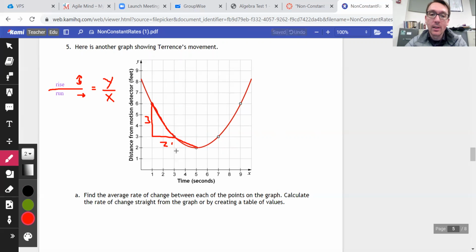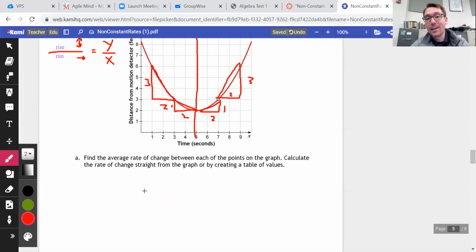So now I have 1 and 2. The other side's going to be the same. 1 and 2. Can you see how this is a mirror image of itself? 3 and 2. 1 and 2. Like so. This graph is a mirror image like this on left and right. And so once I find the left side, I have the same answer for the right side. The only difference is one's going down, one's going up. So this one's going to be down 3. This one's going to be down 2. So the rates over here are going to be negative. The rates over here are going to be positive. So find the average rate between each of the points.